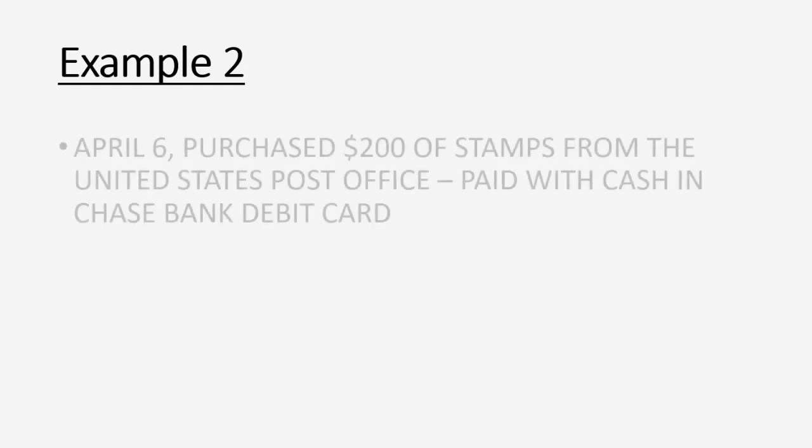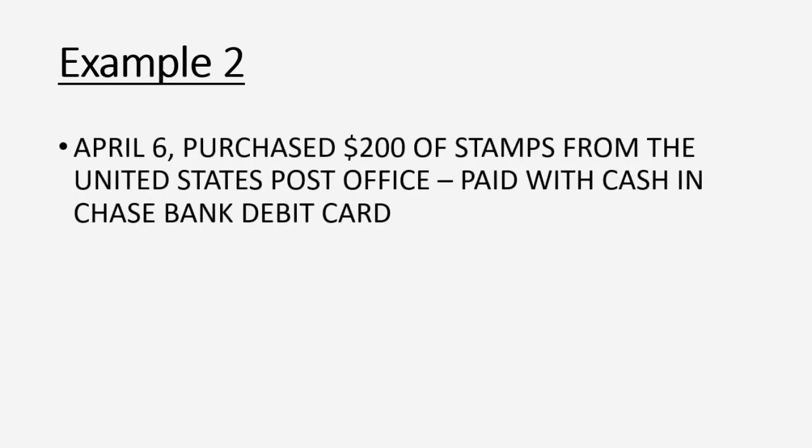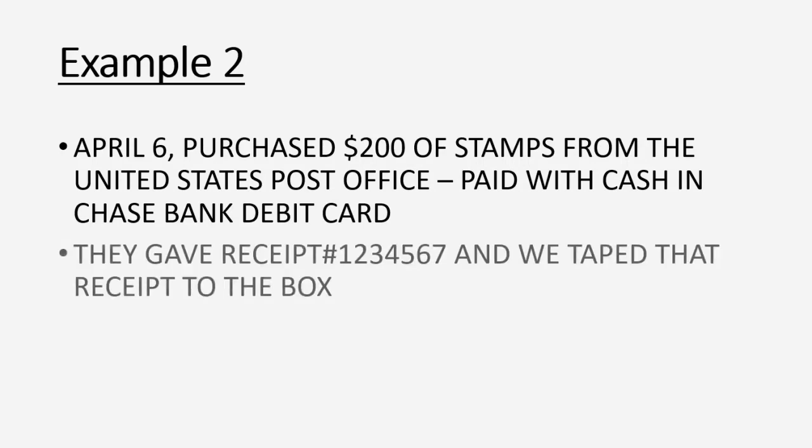Now let's do a second example. Let's imagine on April 6th, we purchased $200 of stamps from the United States Post Office. We paid with cash from the Chase Bank debit card, and they gave us receipt number 1234567 that we taped on the box to specifically identify which purchase the stamps came from.